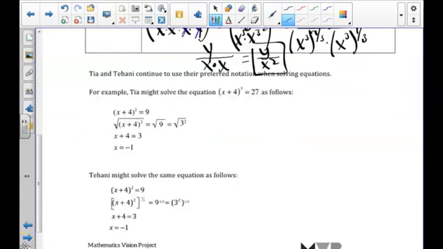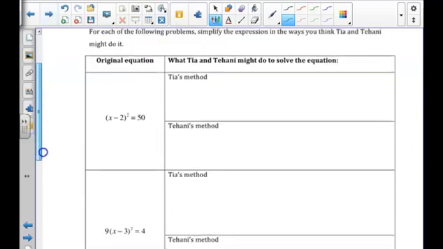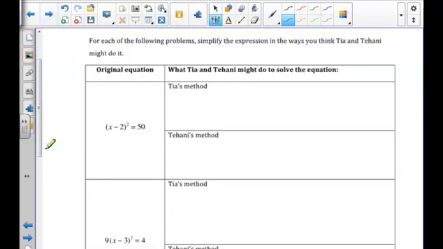So the next part of this lesson showed us equations that were both solved in different ways by Tia and Tehani. Tia still prefers to use radicals when she is simplifying, and Tehani still prefers to use exponents. So what we're going to do is take a look at this equation and try to solve it to get x by itself, and we're going to use each of those methods. So let's go over Tia's method.